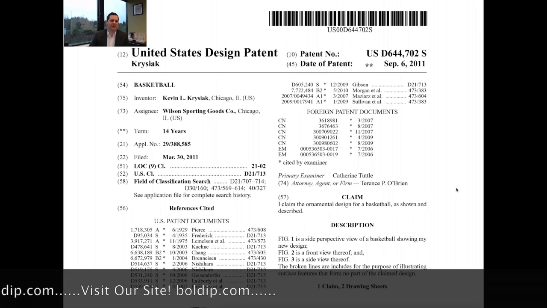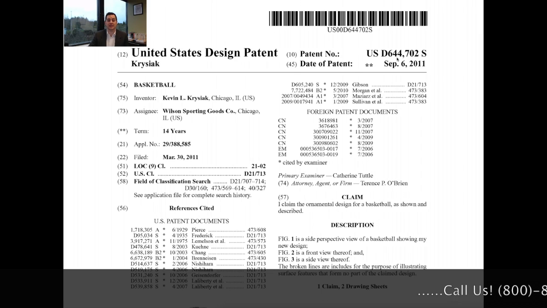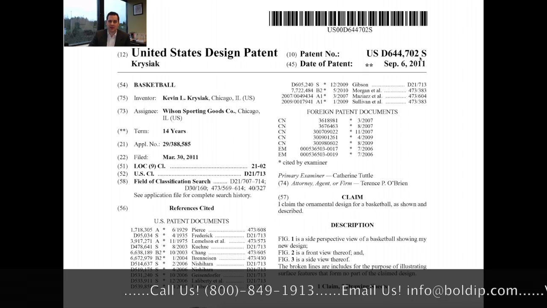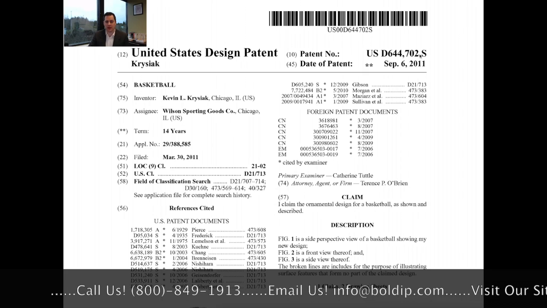So here we are. We're looking at a United States design patent, and this is one that was issued in September 2011. You can see right from the top that it's a U.S. design patent. And here's the patent number. It's got D, that represents a design, 644,702. And there are quite a few design patents, not nearly as many as there are utility patent applications.